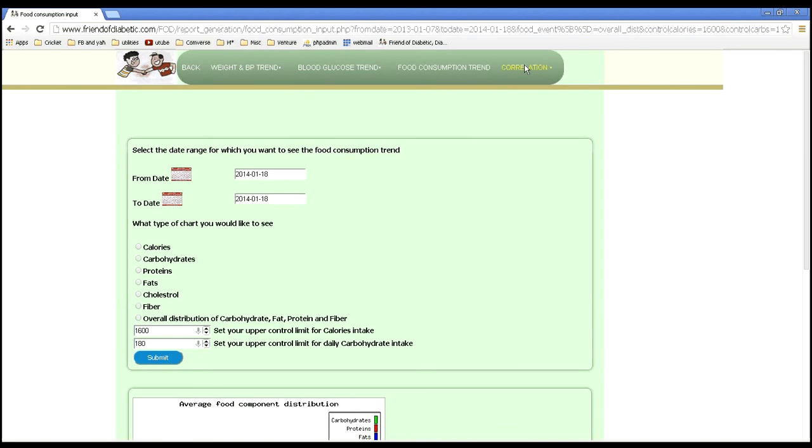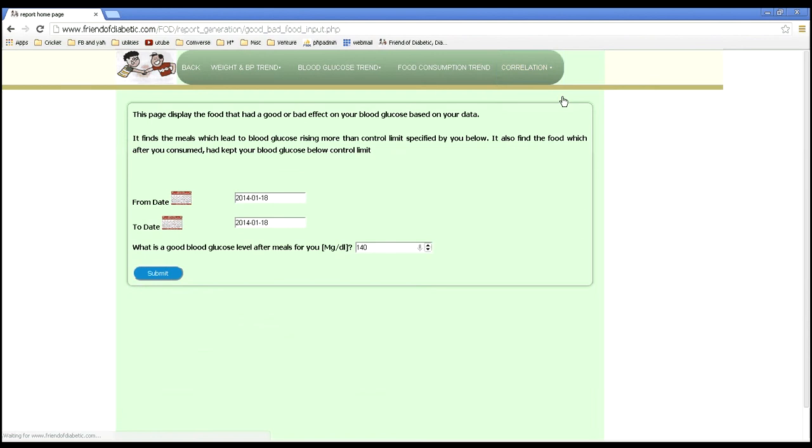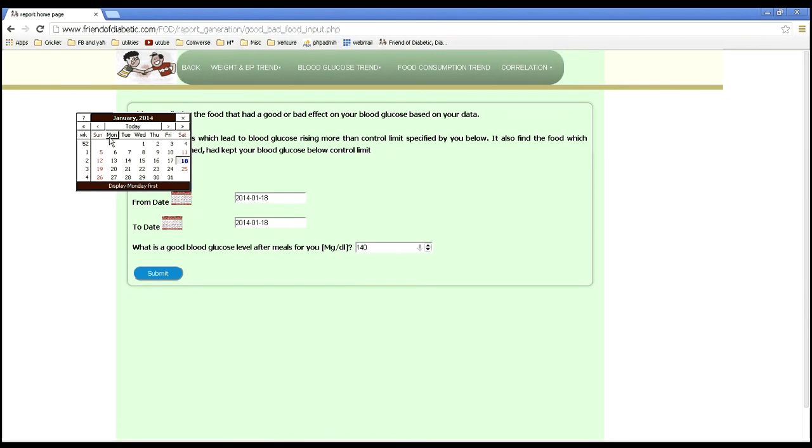Now let's see what correlation has for us. Correlation has four things: good and bad meals that you have eaten, glucose variation with food components like carbs, proteins and fibers, glucose variation with weight, and effect of one food on blood glucose. If we select good and bad meals that I have eaten, let's select a date range, and it asks me what is a good glucose level after meals for me. I have entered 140.